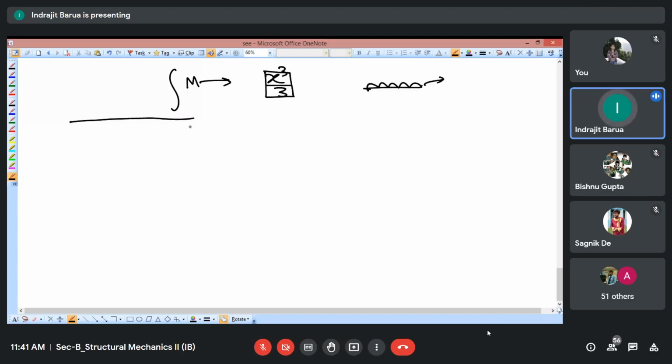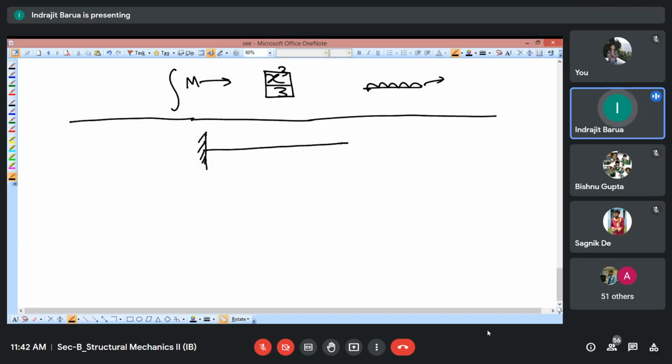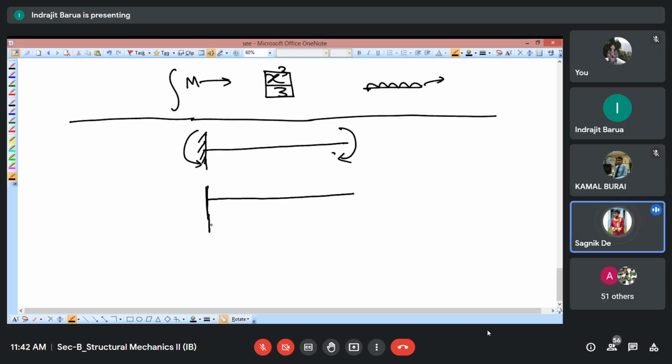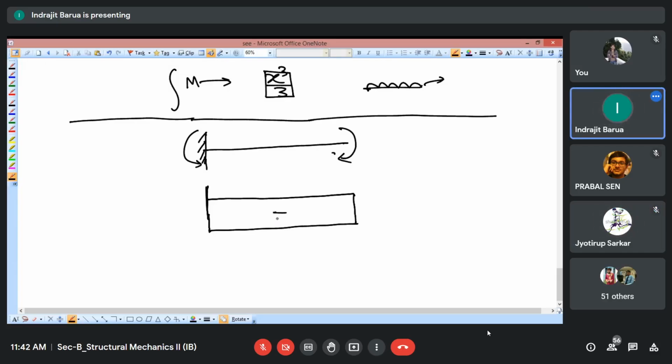So tell me one condition in a cantilever beam where I'll get the bending moment diagram constant, where the bending moment throughout the span will not be changing. Just tell me one. Student: Sir, a couple. Yes, a couple moment. Which type of moment is this, hogging or sagging? Student: Sir, hogging. Okay, so I'll be getting something like this, is it?